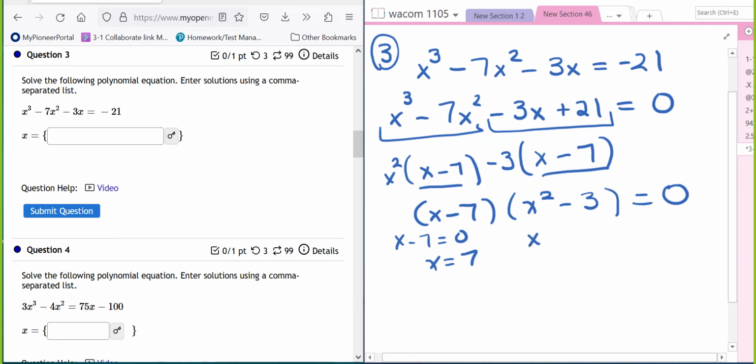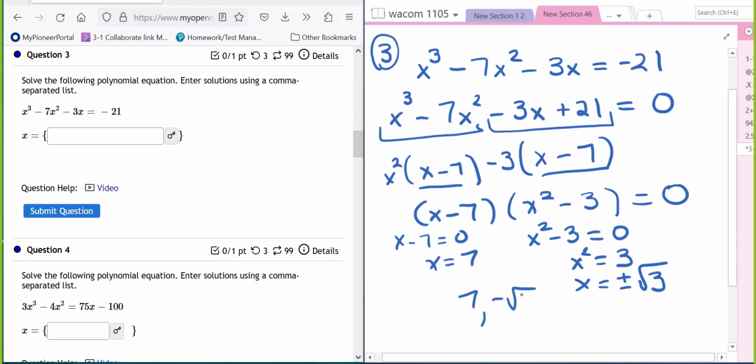And this one, though, when you set it equal to 0, you have to think back to your quadratic equations, what you would use to solve it. And this one is a good setup for square root method because it doesn't have a plain x term. So add your 3 to the other side, and then you can take the square root. So x will equal plus or minus square root of 3. So we did get 3 answers on this one. So we have 7, we have negative square root of 3, and we have positive square root of 3.